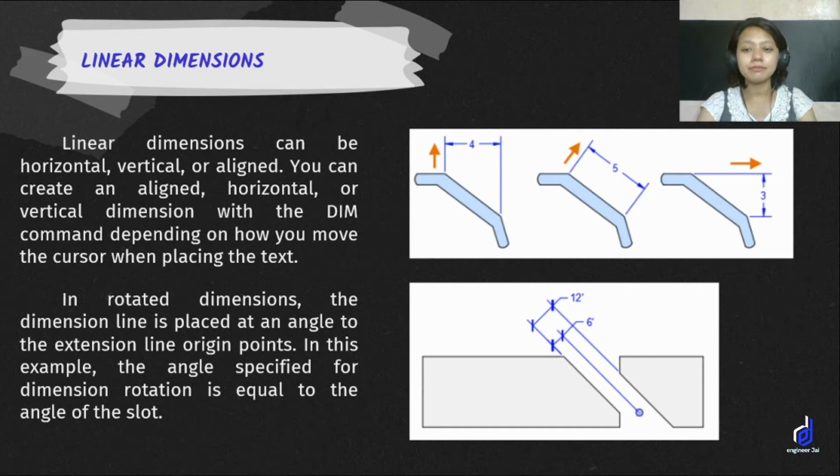Then, we have 5 types of dimensions. For number 1, we have linear dimensions. Linear dimensions can be horizontal, vertical, or aligned. You can create an aligned, horizontal, or vertical dimension with the dim command depending on how you move the cursor when you place the text. Then, in rotated dimensions, the dimension line is placed at an angle to the extension line origin points. In this example, the angle specified for the dimension rotation is equal to the angle of the slot.